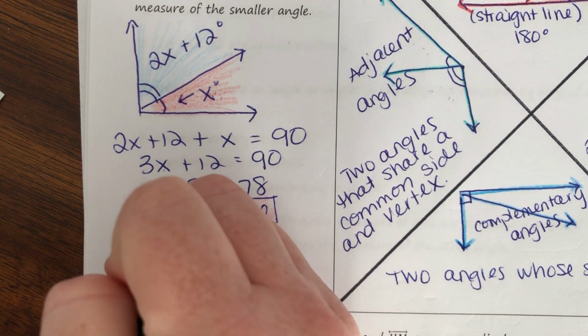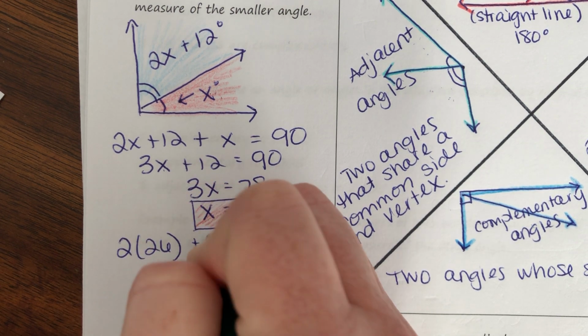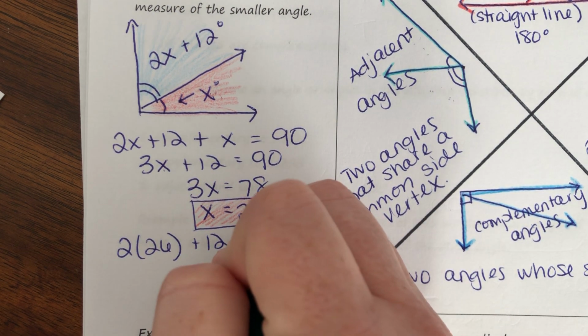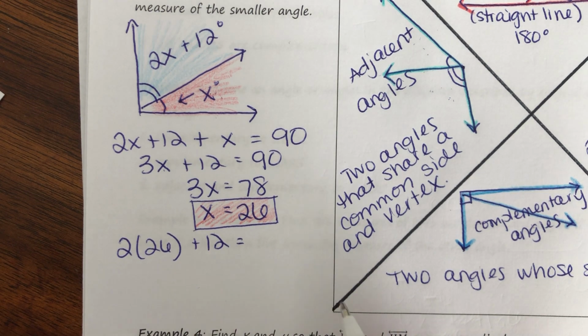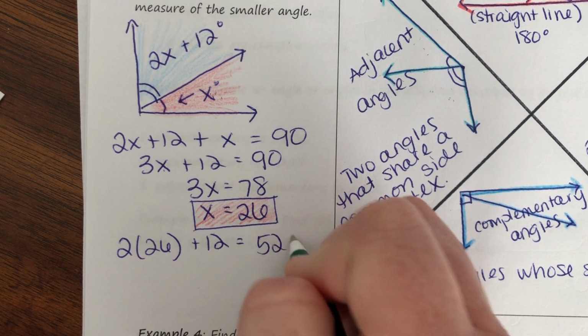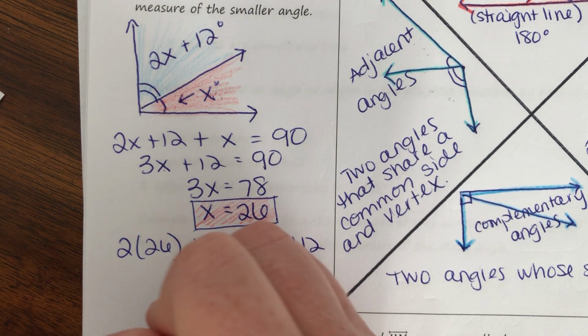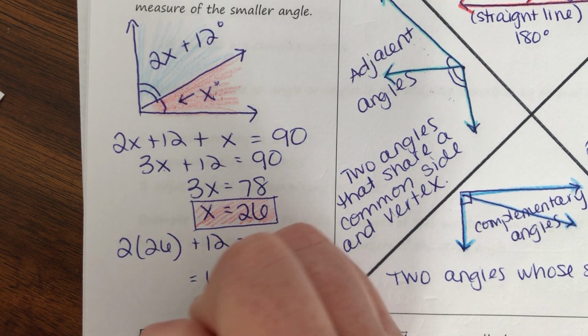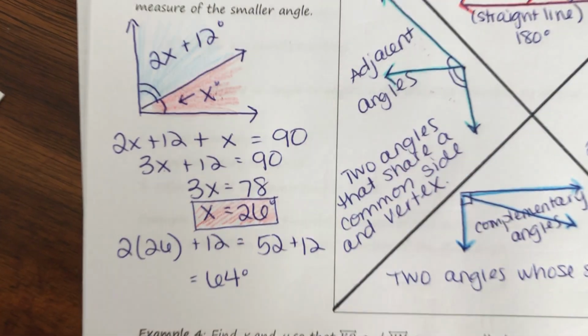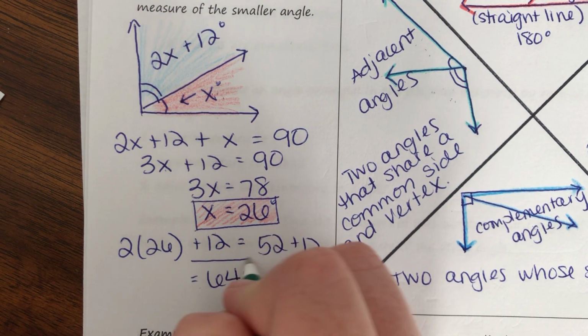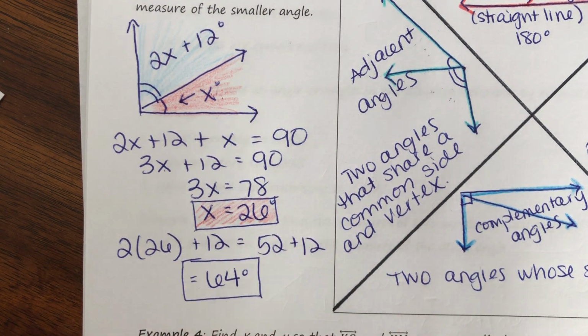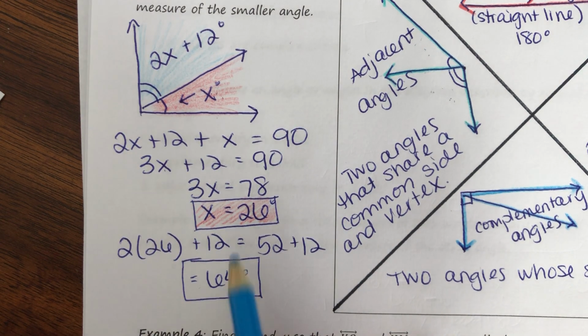Now I know x is 26, so 2x plus 12. 2 times 26 plus 12. 2 times 26 is 52. And 52 plus 12 is 64. So I know one of my angles is 26 degrees, the other angle is 64 degrees. And I don't have a way to name my angles, but it doesn't really matter which is which. It just said find the measure of two angles. So I know one of them is 26 and one of them is 64.